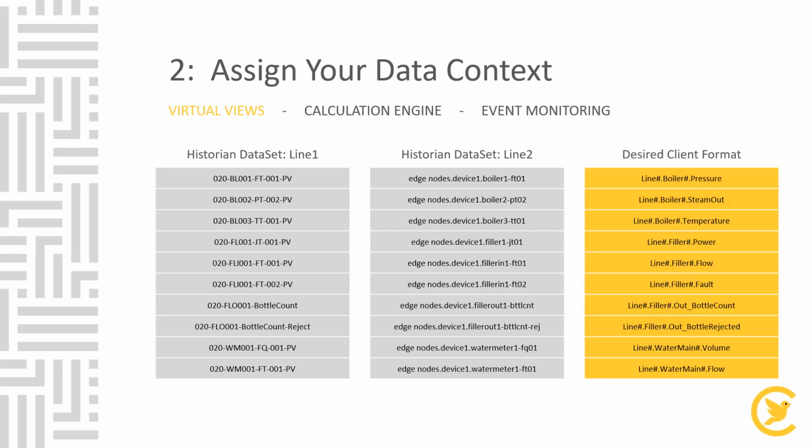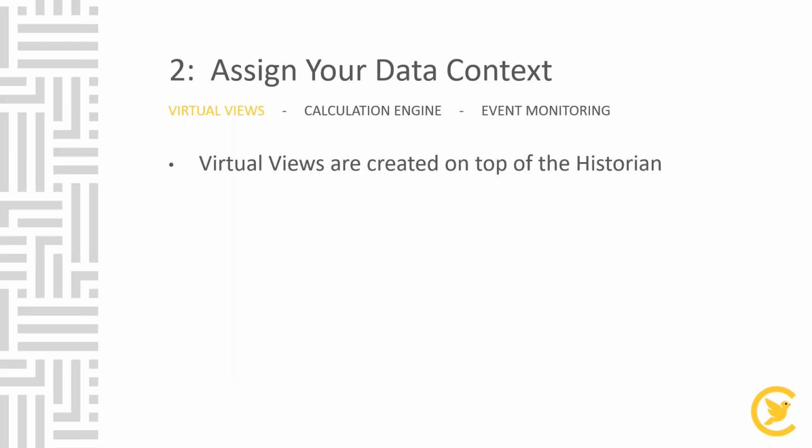So the desired format is to give a very important, simple-to-understand name, like line boiler pressures. Then I can understand easily, look back easily, and also present it meaningfully to other people, especially clients, if you're not an operator. Okay. So virtual views are created on top of the historian.